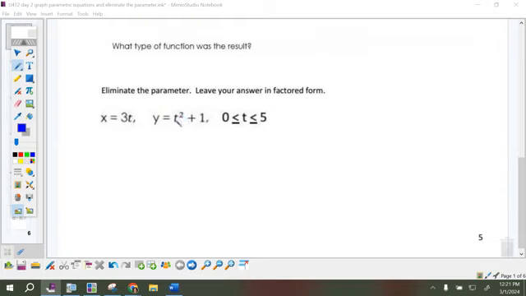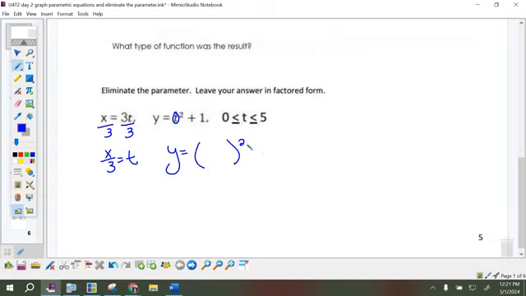Because this is t squared, I'm going to isolate the t in my x equation and then use substitution to replace the t. So if t equals x over 3, I replace this t with x over 3. This is factored form. I've got a term squared. So when I have an x squared graph, this is quadratic.